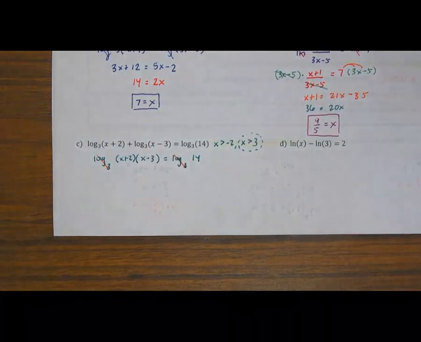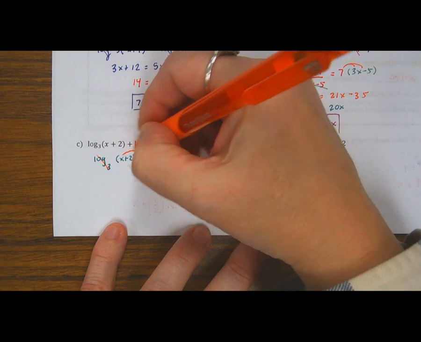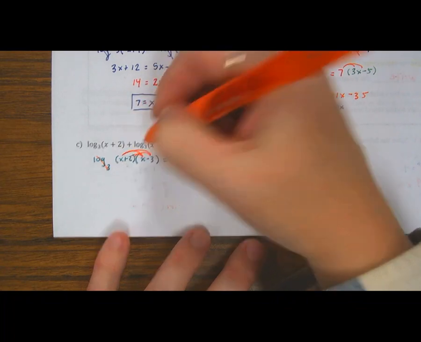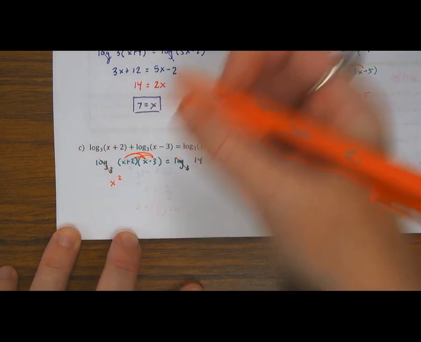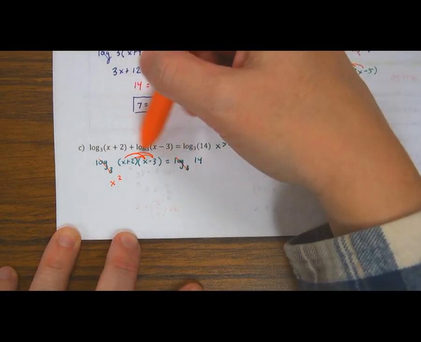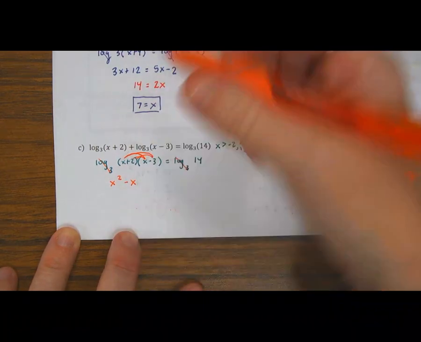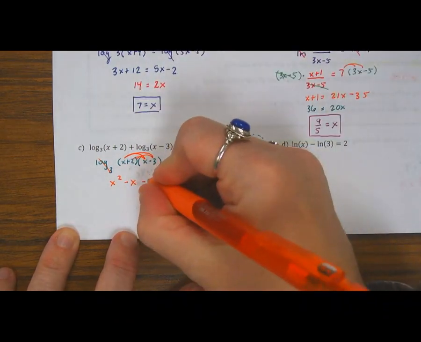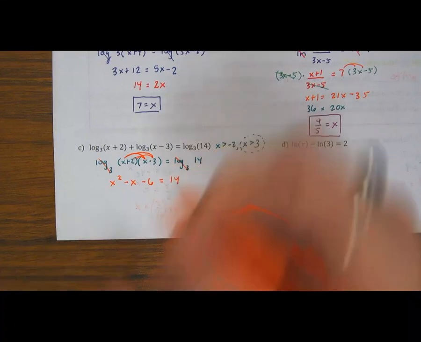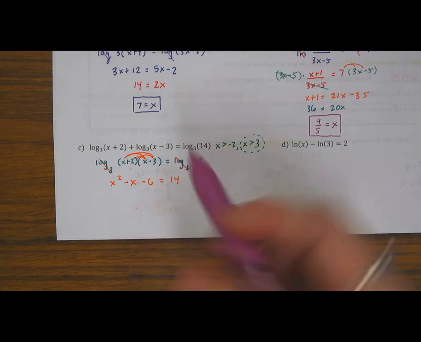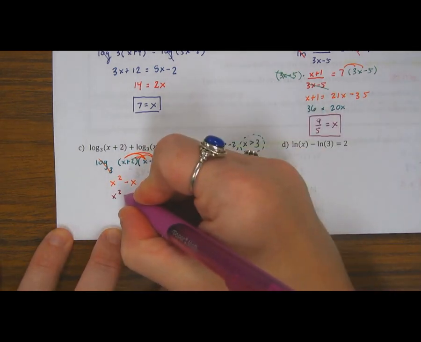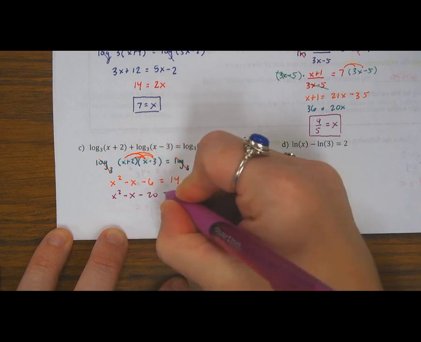Now I can drop the log base 3 on each side, and here's where you can start to see, oh, this is going to be a quadratic situation. I'm going to FOIL that out or distribute that out, and I'm going to end up with x squared minus 3x plus 2x, that'd be minus x, and then 2 times -3 is -6, equals 14. I'm going to bring the 14 over here to the left by subtraction, and that's going to give us x squared minus x minus 20.